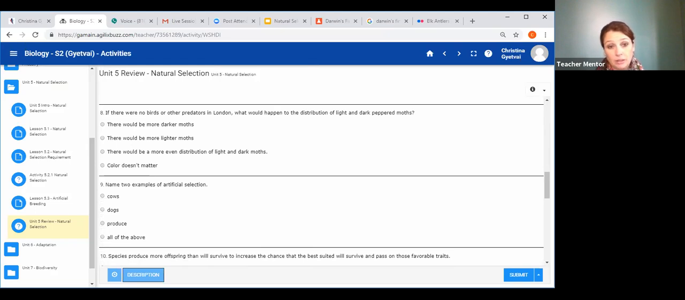What do we think? If there were no organisms seeking out moths to eat for dinner, what would happen to the distribution of light and dark colored moths? Any ideas?